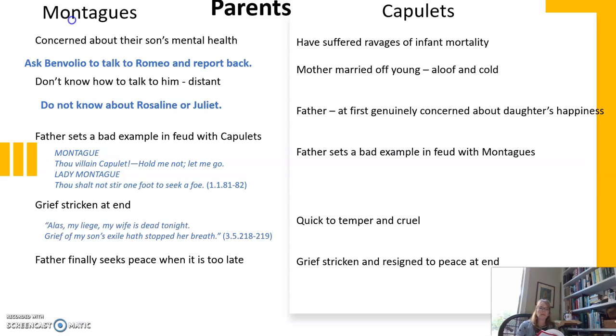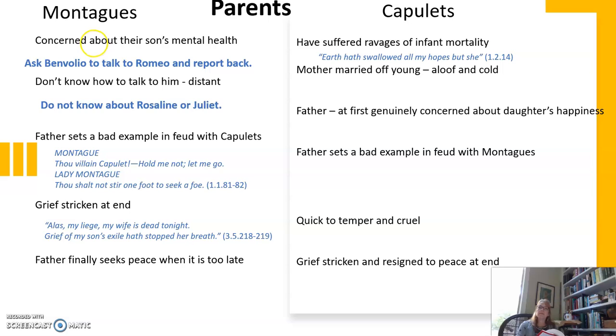He is grief-stricken, though, at the end, and so is his wife. In fact, he reports that she has died over the loss of her son. At the end, the father finally turns the other cheek, and I'm going to point that out when I point out the similar idea about Capulet in just a moment.